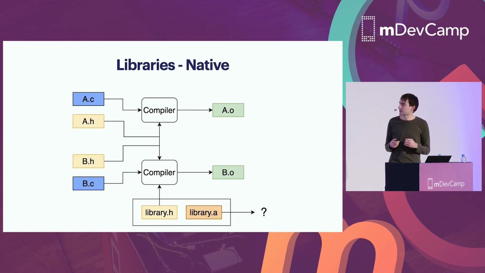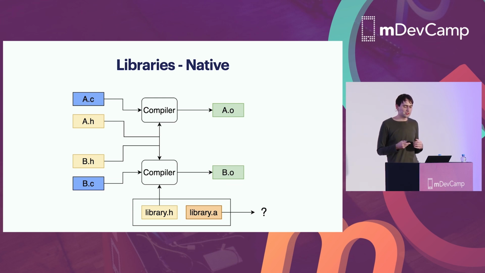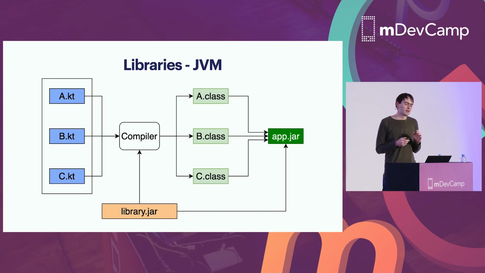Now, how do the libraries influence the compilation? Well, the library, as I mentioned, contains a header file and some binary. The compiler needs to have only the header file. The binary doesn't influence it at all. And the header file is basically the same as we had with the source files. It's just a file full of declarations. What happens with the binary? Well, we will see that a little bit later. For now, let's look at the JVM side first.